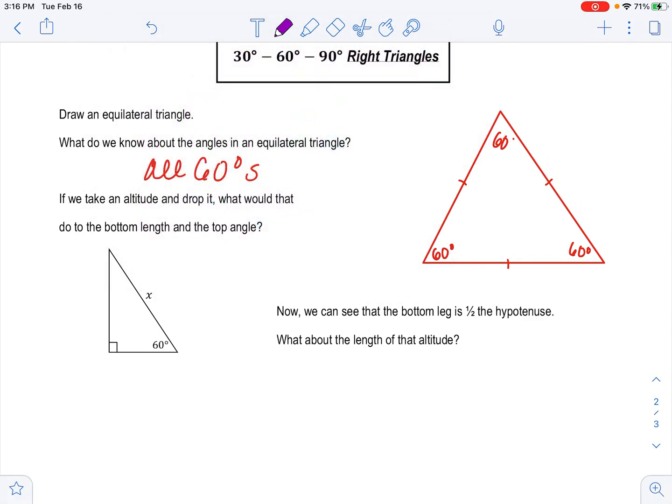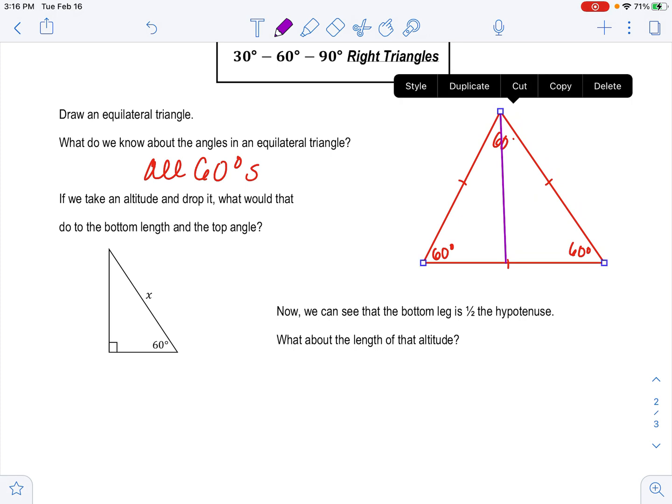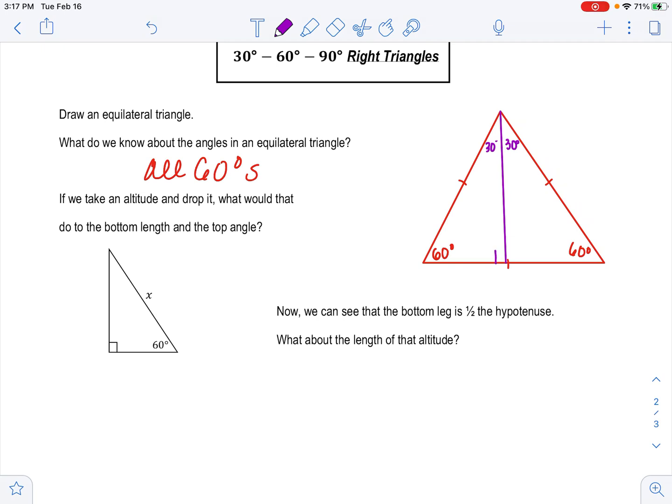If we take an altitude and drop it, what would that do to the bottom length and the top angle? So let's take a different color here. We're going to go to the top, and we're going to drop an altitude. So what did that do to the angle up top? It broke it into 2 congruent angles. So instead of labeling that 60, I'm going to label it 30 and 30. And what about down here? These are perpendicular. That's 90 degrees. So if I trace this right here, that's a 30, 60, 90 triangle. This is 30, 60, 90.